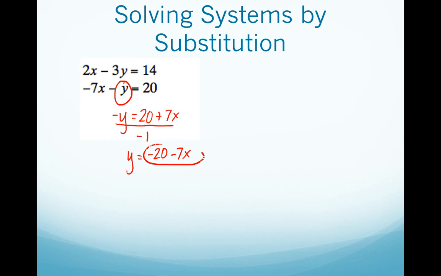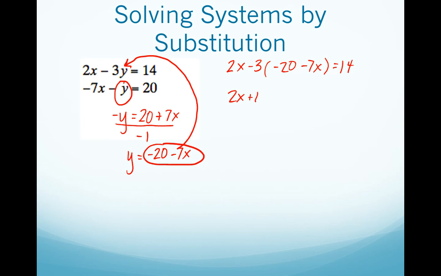I can now substitute this in for y in the other equation, but I do want to make sure I use the other equation, not the one that I used to solve for y. So 2x minus 3, instead of y, it's -20 minus 7x, that's what we solved for, equals 14. And then we're going to distribute this -3. So that'll be 2x plus 60 plus 21x equals 14. And then we can go ahead and combine our like terms here. 2x and 21x will be 23x plus 60 equals 14.